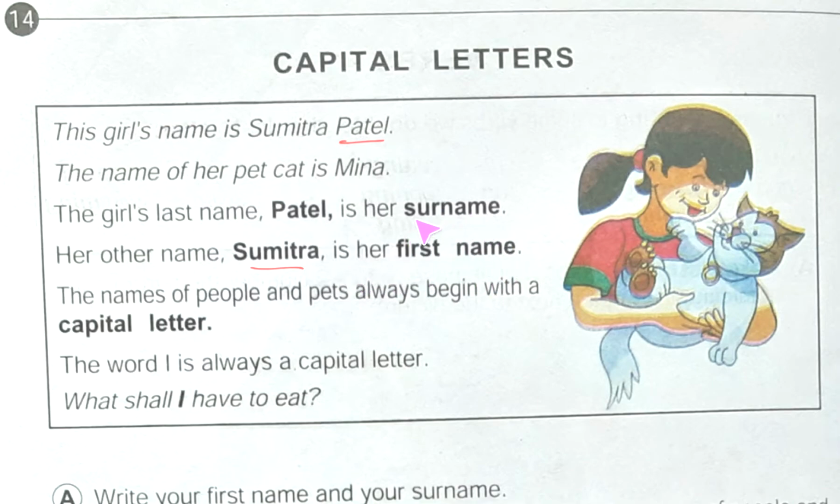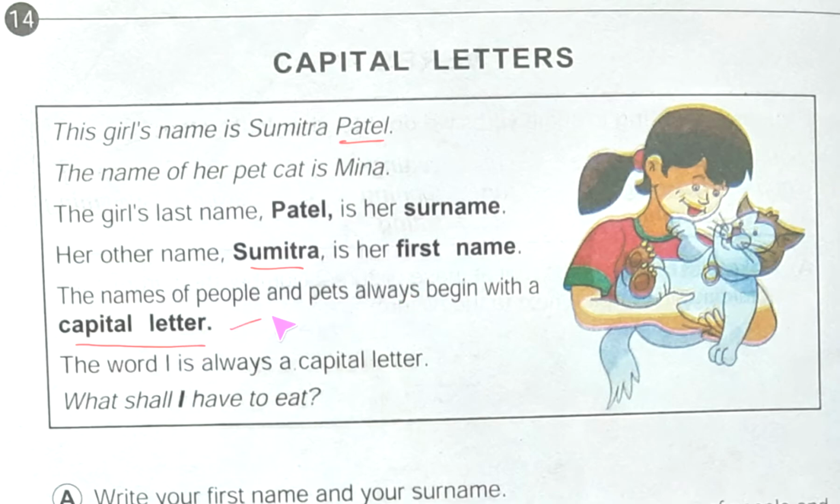So whenever you find any type of name, the names of people and pets always begin with a capital letter. This is also an important thing for you. The name can be in the middle of a sentence, at the first of a sentence, or at the last of a sentence. Whenever and wherever you find them, remember the names of people and pets always begin with a capital letter.